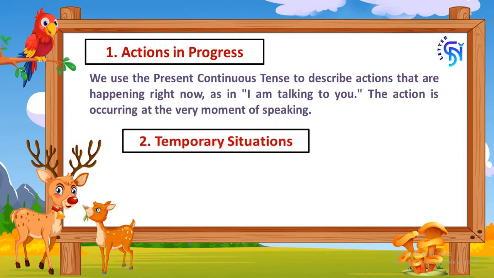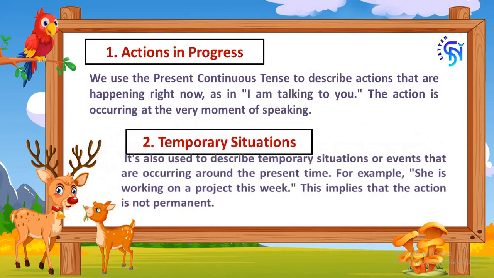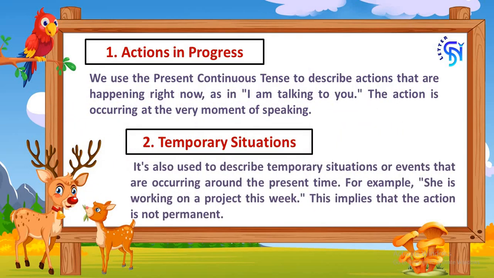The second one, temporary situations. It's also used to describe temporary situations or events that are occurring around the present time. For example, she is working on a project this week. This implies that the action is not permanent.